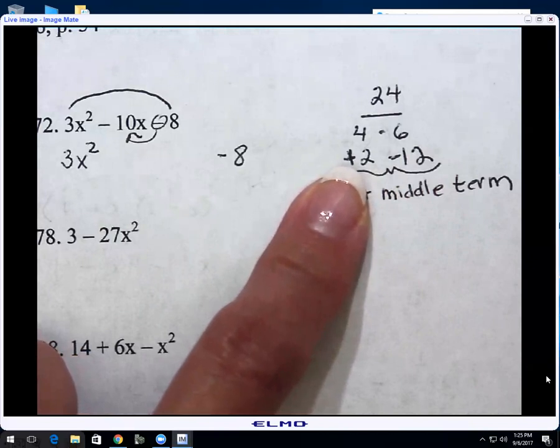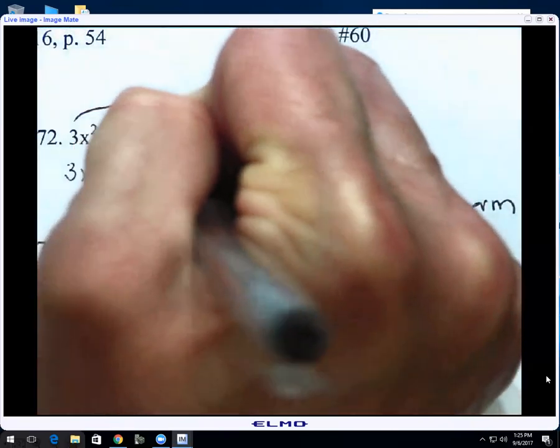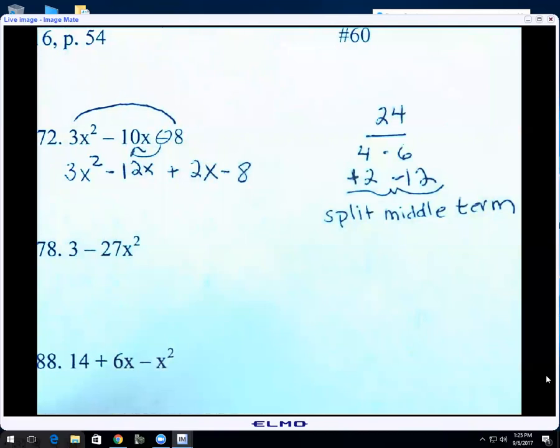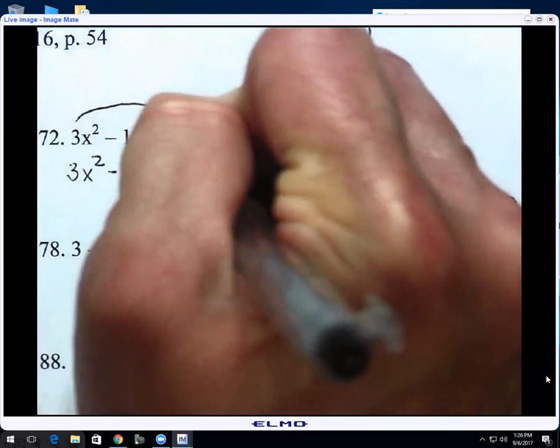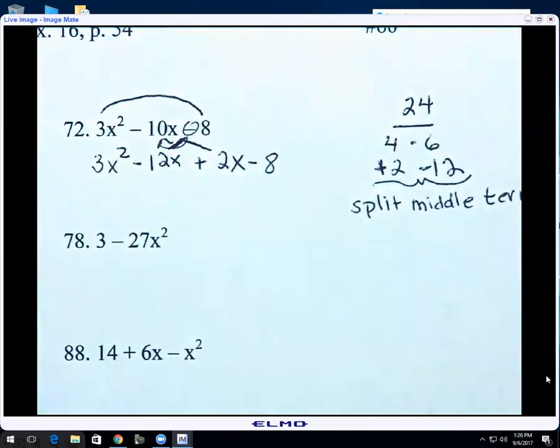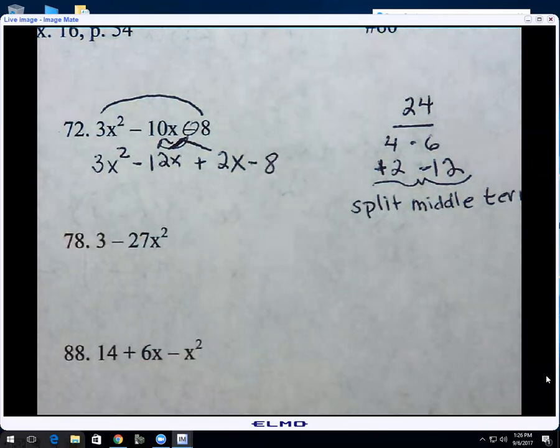But for reasons that you'll see in just a minute, I try to avoid the middle term being negative when possible. So I'm going to choose to write this as negative 12x plus 2x. Even though if you write it the other way, you should come out with the same answer. That's what I mean when I say split the middle term. I've taken a trinomial and made it have 4 terms so that I could factor by what method? Grouping? Go for it. Finish that by grouping.